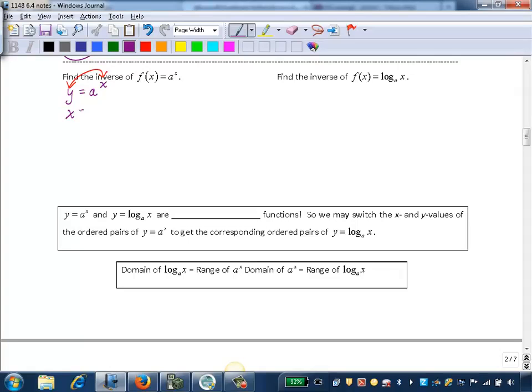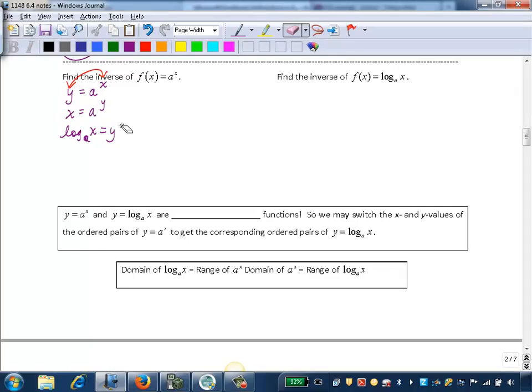So we can rewrite this as x equals a to the y power. So right here, this is a form of the equation of the inverse, but we want to get this y by itself. So if we want to write this with the y isolated, we're going to have to get the y out of the exponent. So let's use logarithms to rewrite this exponential equation. So we can rewrite this as log base a of x equals y.